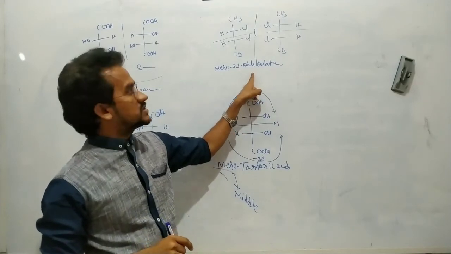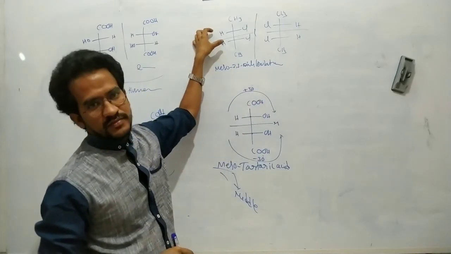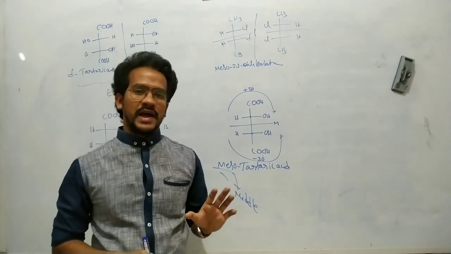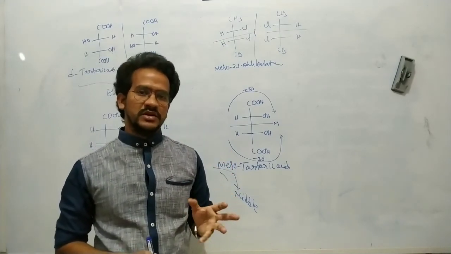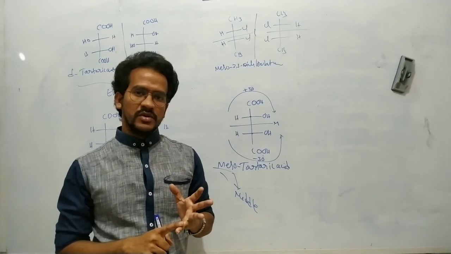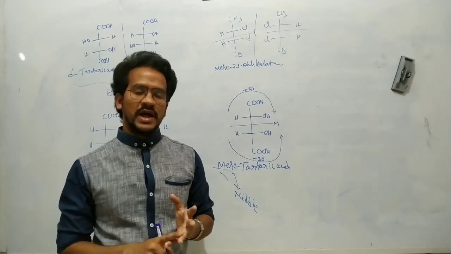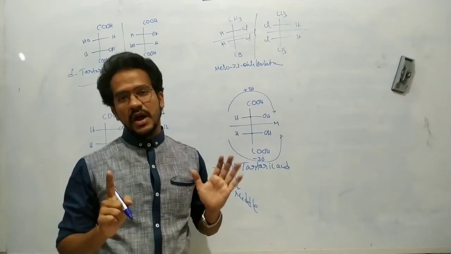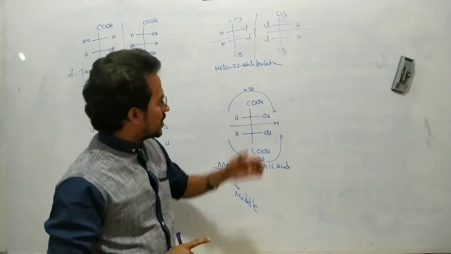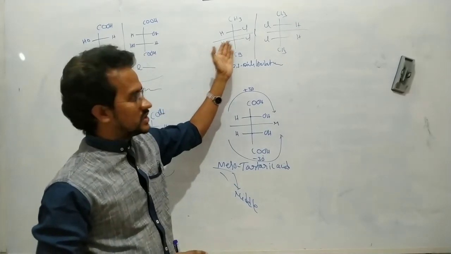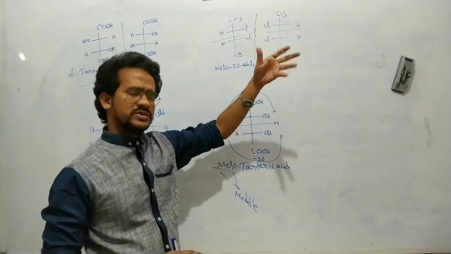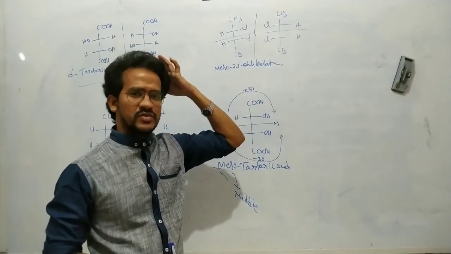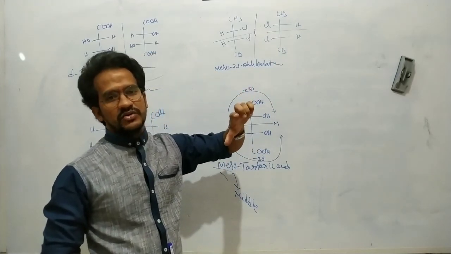Because this compound is optically inactive. Enantiomers must be optically active. Enantiomers means a pair of compounds which are mirror images of each other, non-superimposable, and must be optically active. This compound is optically inactive. This compound is optically inactive. Of course, these are mirror images, let us say, but here the compound is optically inactive.